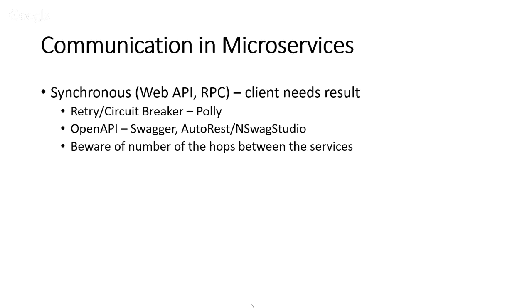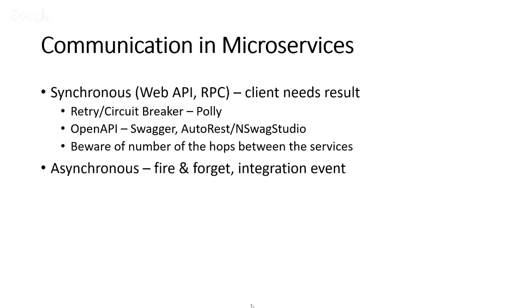Somewhere I read that the general recommendation is to have 2 hops maximum, like 2 web API calls maximum. I think it's quite strict in our solution. We have some cases where we have 3, but it's quite hard to achieve that small number.